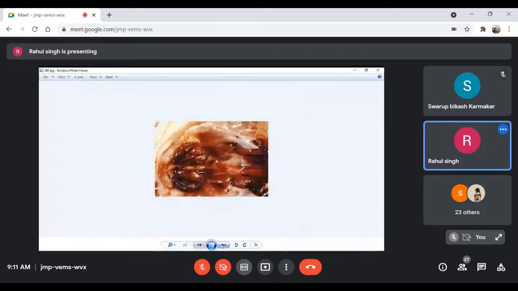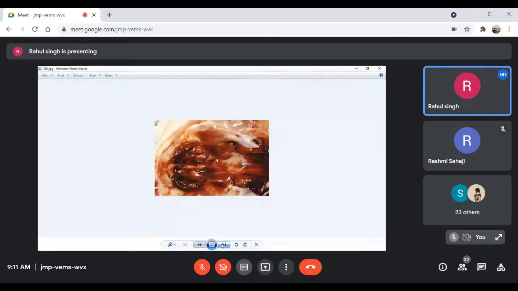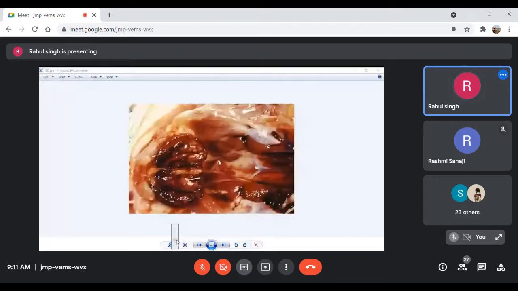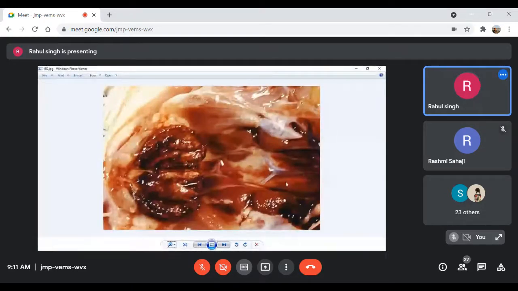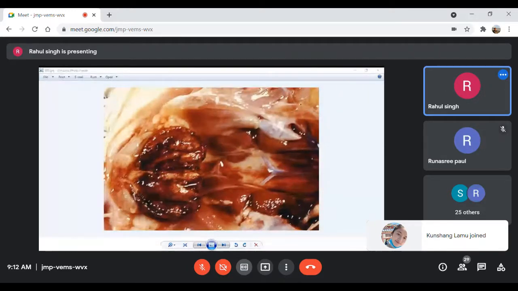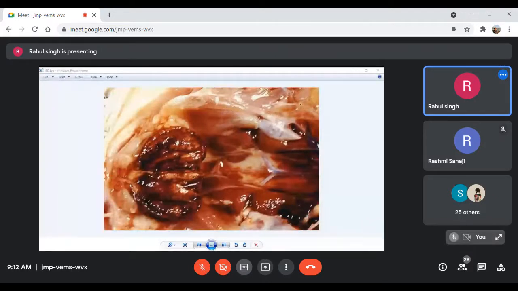Can you see this picture? Yes, sir. New picture. I'm going to enlarge it now. These are the lobulated kidneys. This part is the abdominal part of the chicken. These are the kidneys. This is the blood vessel.